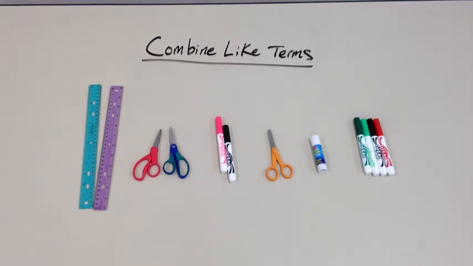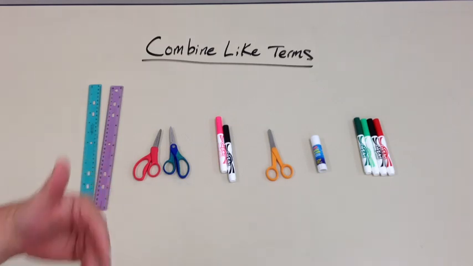In this lesson we want to take a look at the idea of combining like terms. You see in front of you I have different objects. The idea is that we put things together that are the same. And eventually we'll get to just dealing with variables and putting them together because they're the same.